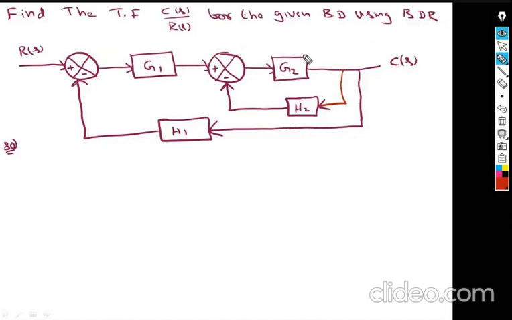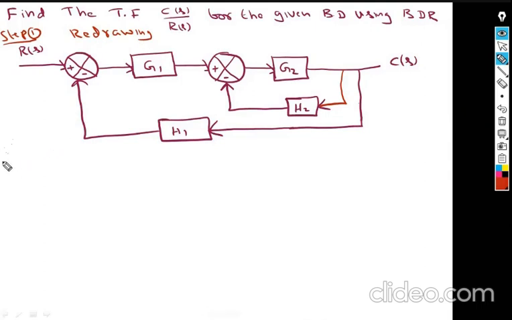Now, if we look, G2 and H2 are in feedback. Observe here, there is nothing else here, here C of S, and this also has C of S. So I have done my first step. What is your first step? Just redrawing the given question. That is my first step, redrawing, only for our convenience.